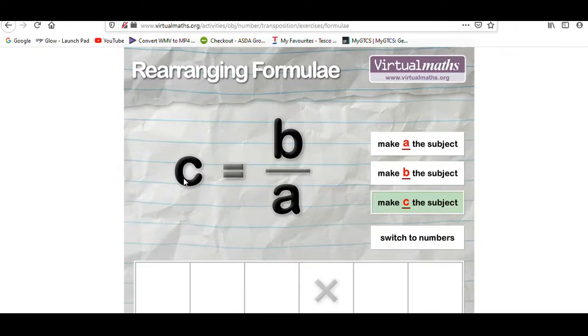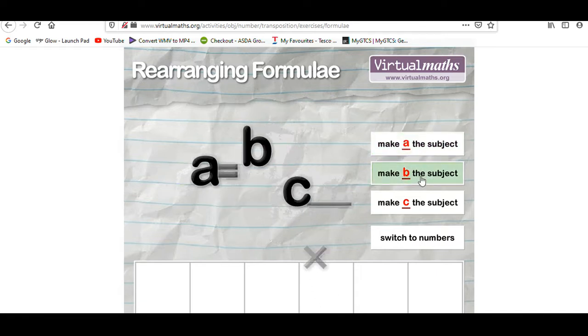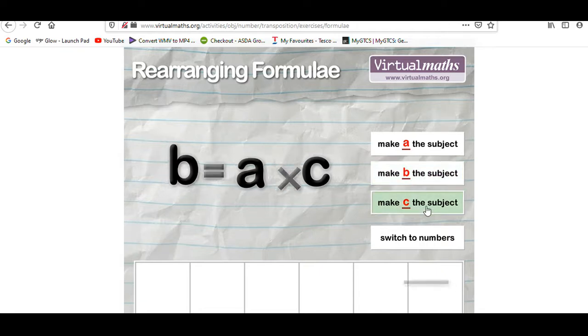Now, I'll just show you a basic idea of this. Here's a formula here, C equals B over A. And say we wanted to make the subject A. So you would have to use rules to do that. And if I click this button, then that's how to make the subject A. Say I wanted to make the subject B, then you would do this. Now, you might not know how this works, but that's the idea. I'm going to teach you that. And then say I wanted to make C the subject.